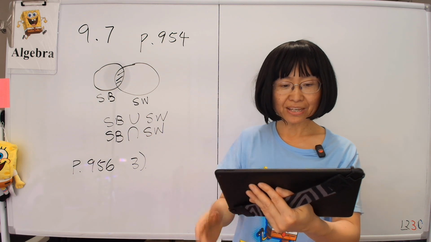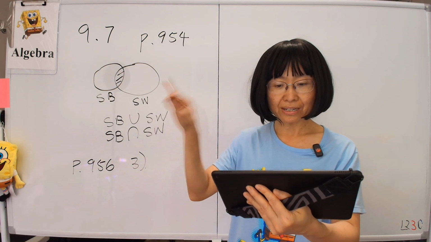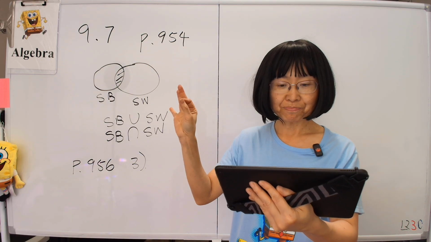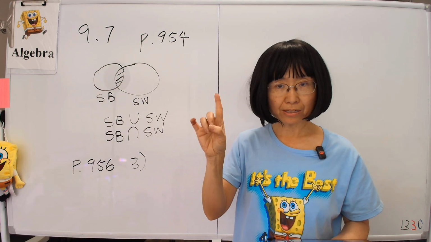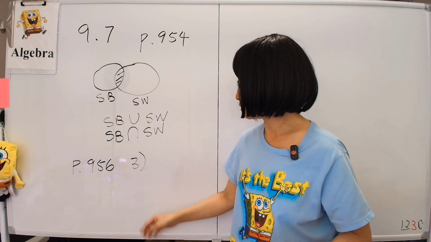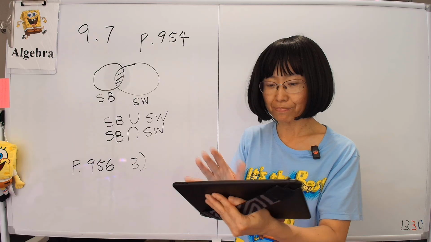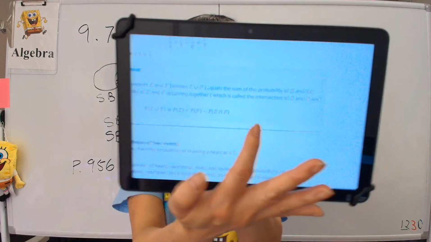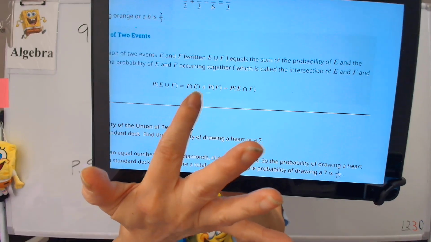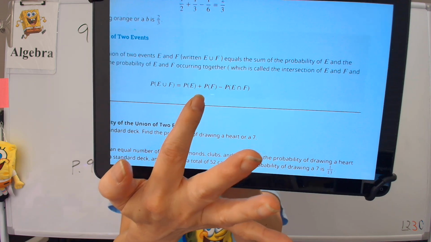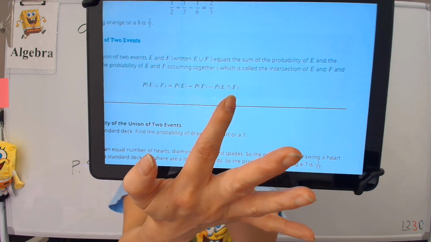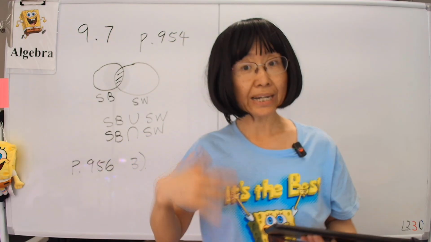So the problem is, if we pick a random card out of a deck, now 52, find the probability of drawing a heart or a 7. So that is an or situation. So we have to use this formula right above it, where we saw just now: the probability of a heart or 7 is the probability of the heart plus the probability of 7, and then minus the probability of heart and 7.